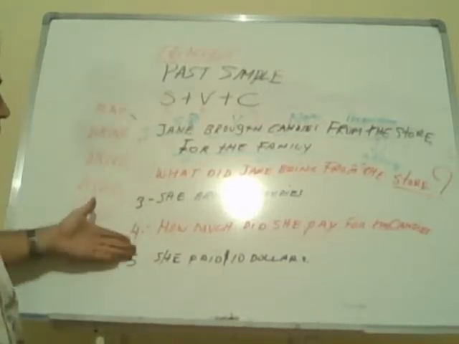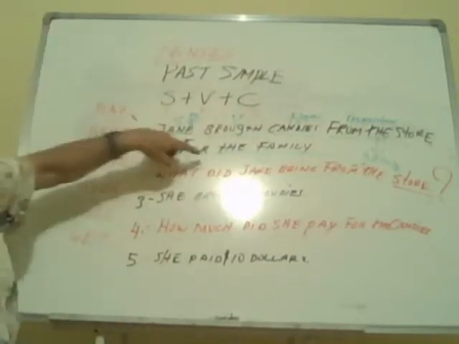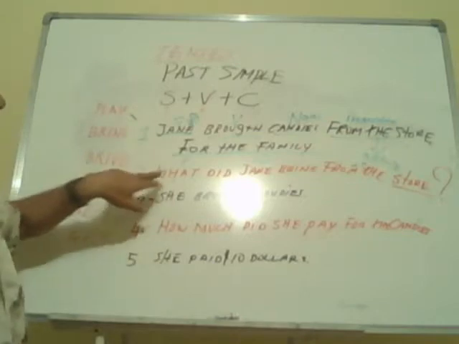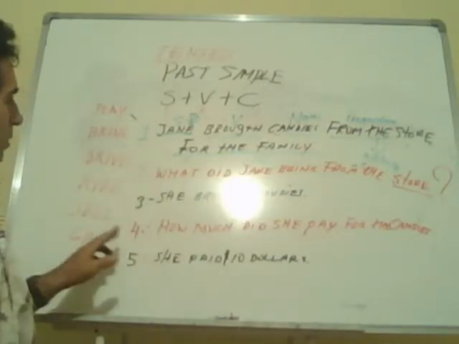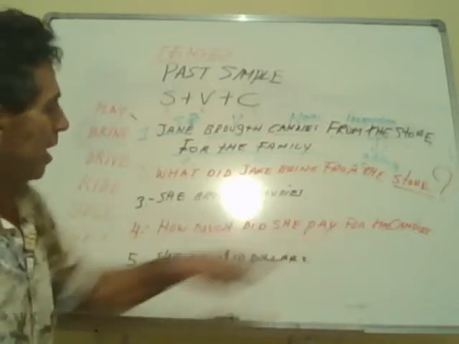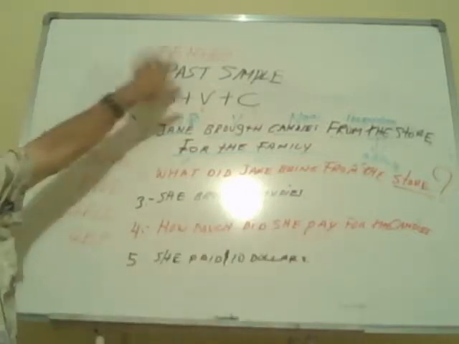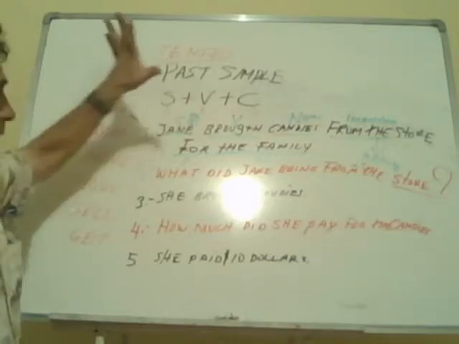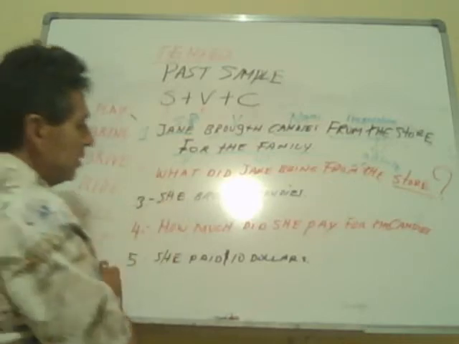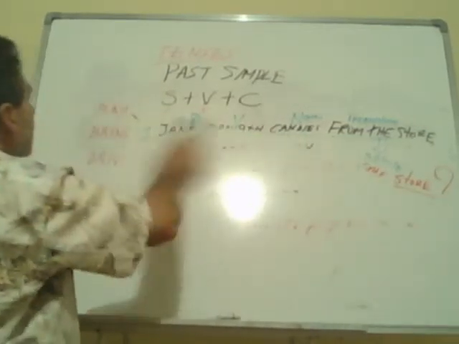You may review one other time. Jane brought candies from the store for the family. What did Jane bring from the store? She brought candies. How much did she pay for the candies? She paid $10. All right? That's how you work with the past simple form. Okay, so I'm going to erase these examples. I hope you have copied those examples. Okay.